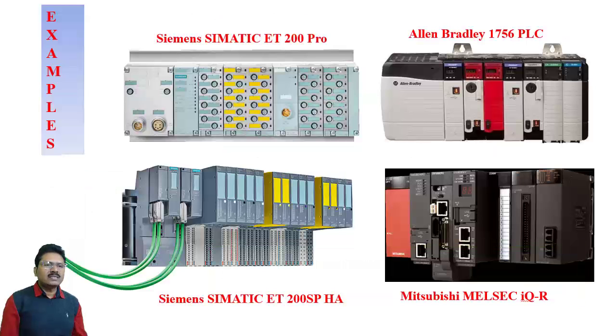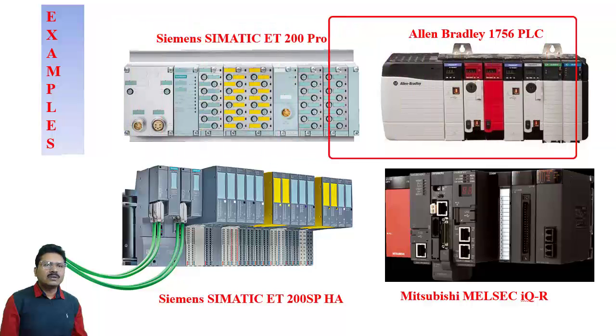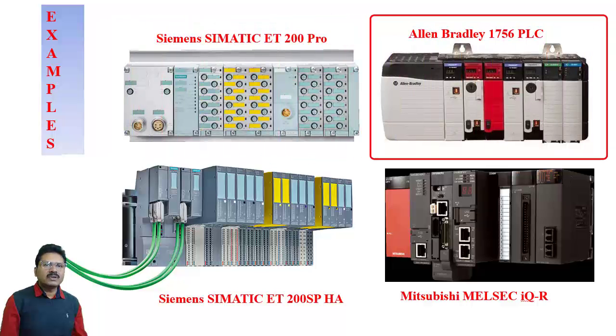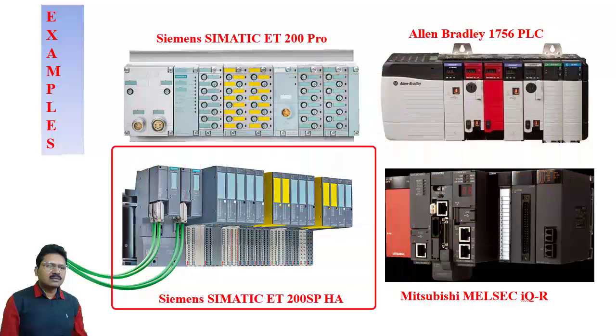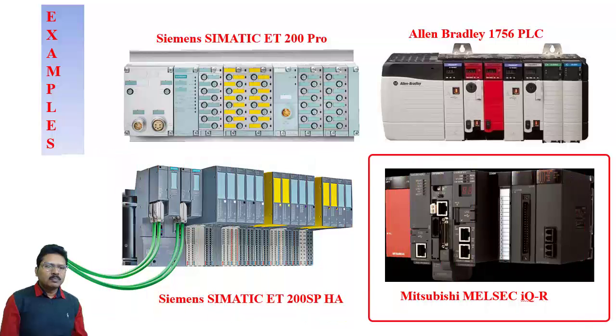Here are a few examples of PLCs having distributed type architecture. Say Siemens SIMATIC ET200 Pro, Allen Bradley 1756 PLC, Siemens SIMATIC ET200 SP HA, Mitsubishi MELSEC iQ-R.